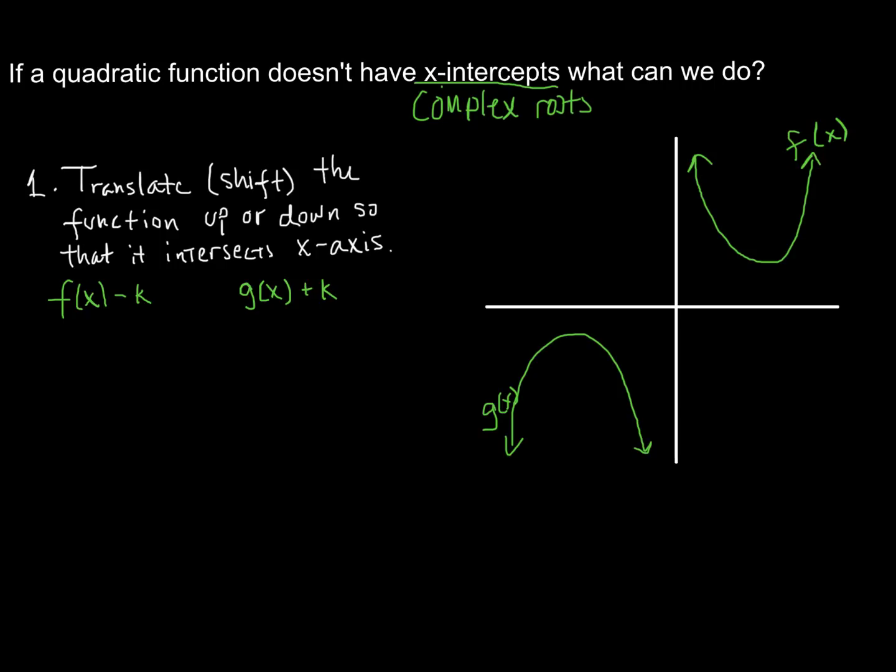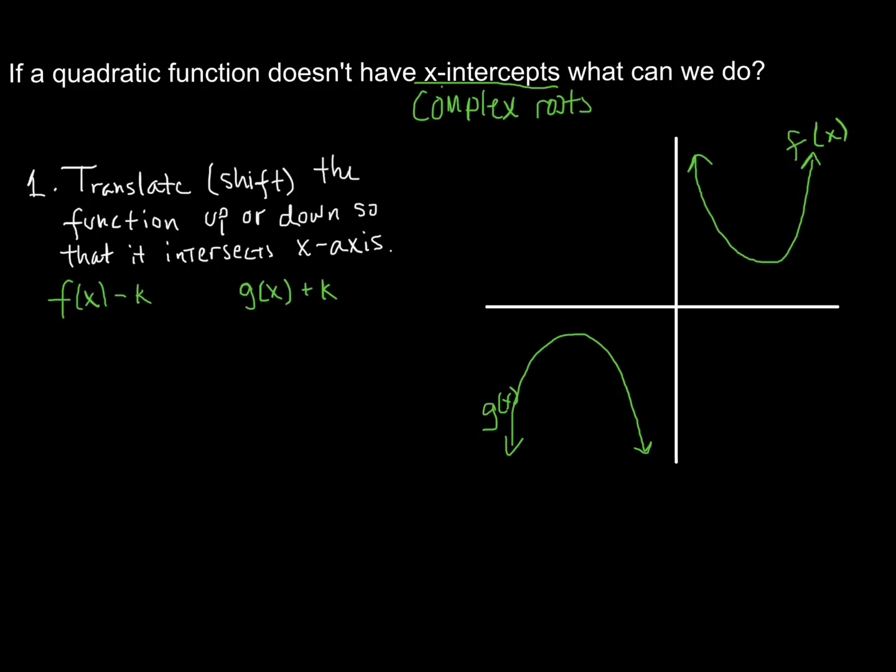Now, it may be the case that these graphs already have a k value built in. So f of x may already have a k value of 2. So what I would need to do is subtract a new amount that would be enough to take it down below, okay? Or, for example, g of x may already have a k value included in the function, and then what I need to do is add to it so that it will be translated upwards and intersect the x-axis.